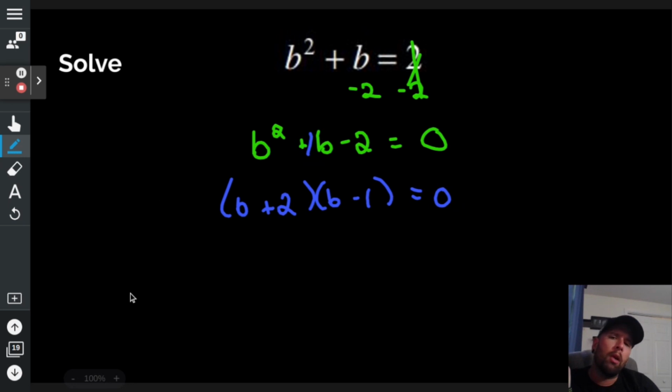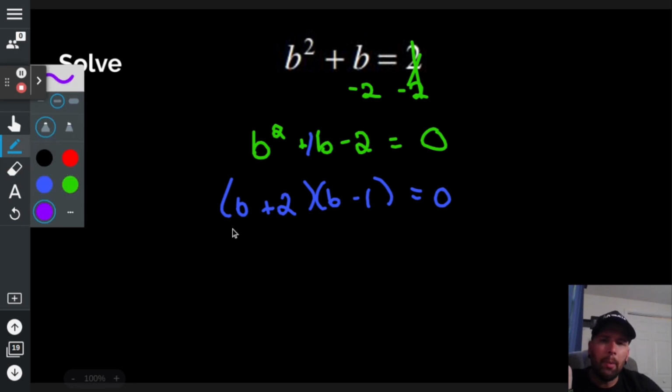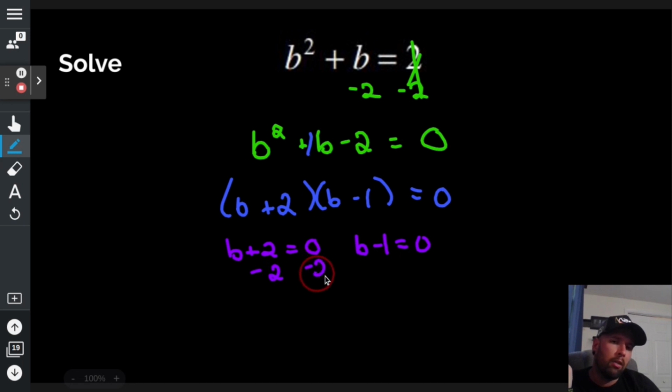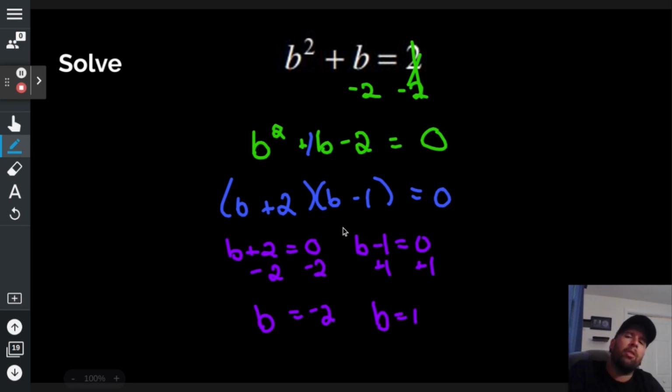Now remember what I wrote over here. You take each parentheses and set them equal to 0. b plus 2 equals 0, and b minus 1 equals 0. Subtract 2, b is negative 2. Interesting, the opposite of 2. Add 1, and b is 1. Interesting, the opposite of negative 1.